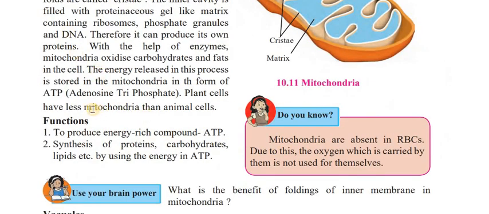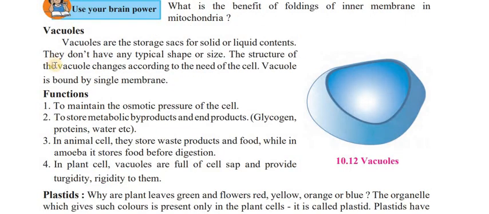Next one, function of mitochondria. Here first one, to produce energy rich molecules like ATP molecules, and synthesis of protein, carbohydrate, lipid, etc. Next one, vacuoles. The function of vacuoles, first one, to maintain the osmotic pressure of the cell, and second, to store metabolic byproducts and end products.